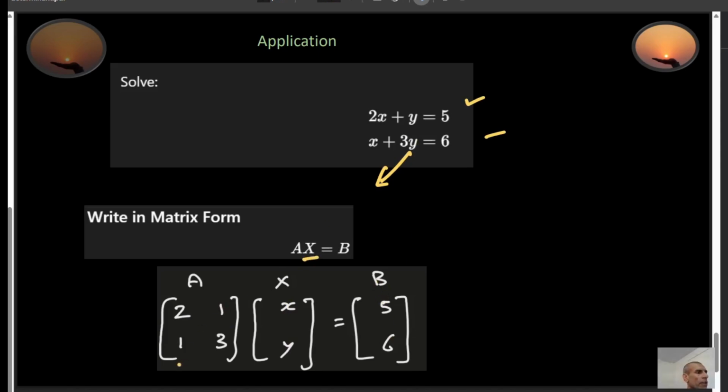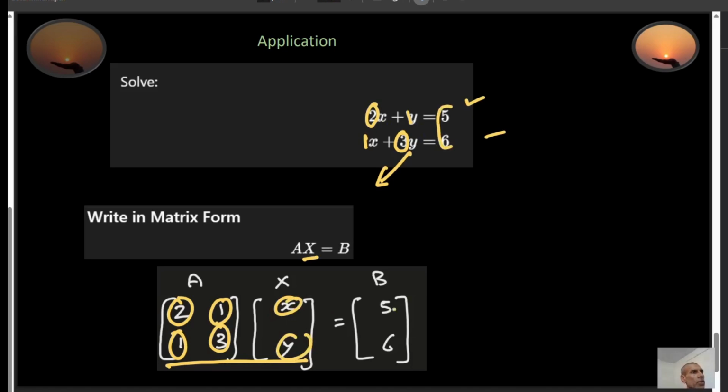So if I take this matrix and expand it, I'm going to get this. Basically, this 2 is the coefficient here, and this is the coefficient 1 over here. So this is 1, and there's a 1 over here. That's your 1, and then there's a 3 over here, and this is your 3. This is how you get these numbers. Then you have x and y, and then you have 5 and 6 right here, and this is how you get 5 and 6. So this is how you write this equation in matrix form.